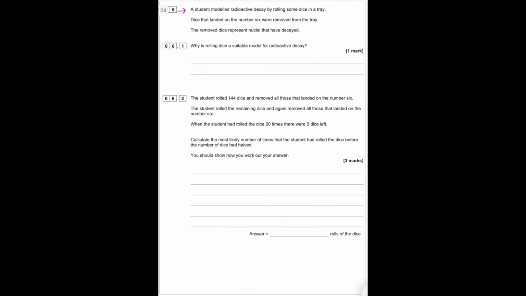A student modelled radioactive decay by rolling some dice in a tray. The dice that had landed on the number 6 were removed from the tray, and the removed dice represented the nuclei that had decayed. Why is rolling a dice a suitable model for radioactive decay? That's because it's a random process, which is the same as radioactive decay.